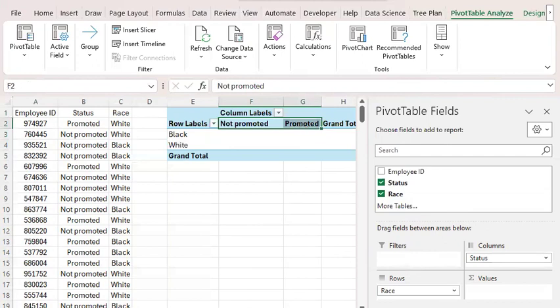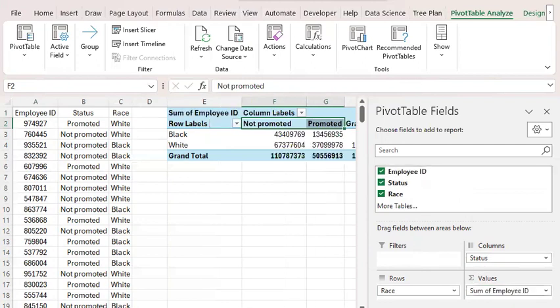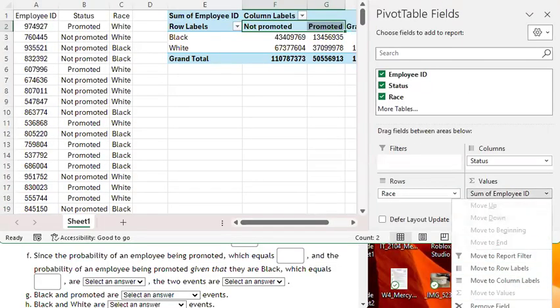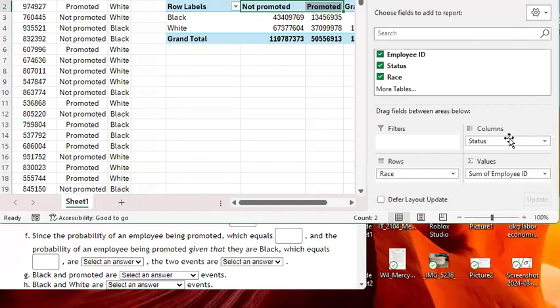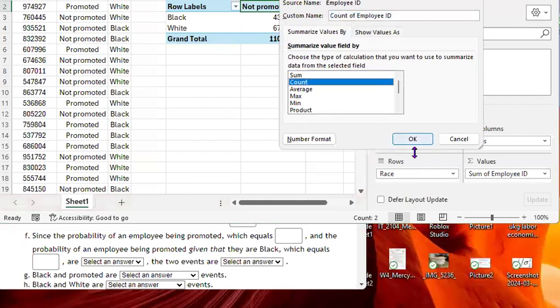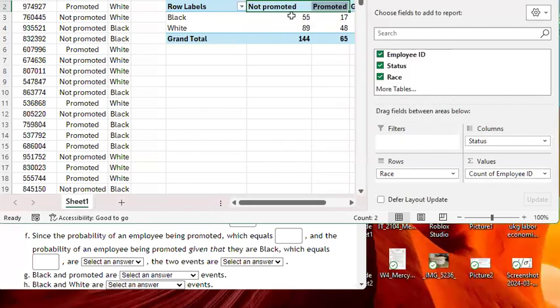And then if I drag employee ID into here, because employee ID is recognized as numbers, it does sums, right? It does sums. See that? So I want counts, right? I want counts. So I can click on this down here. Whoops. Value field settings, and I can change it to count, right? Then I get the count instead, right?